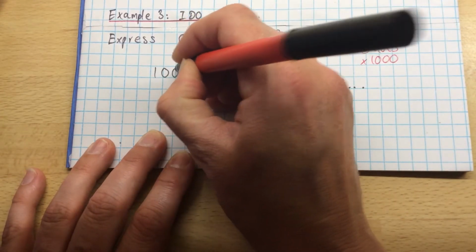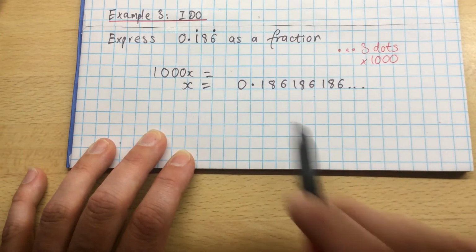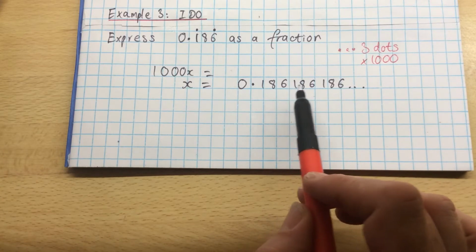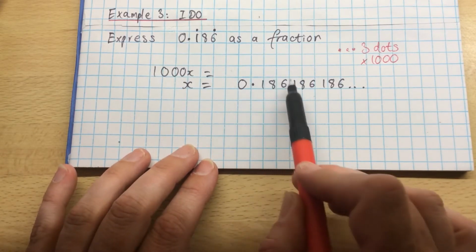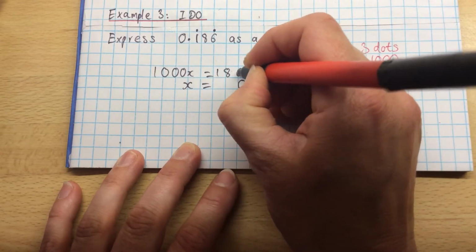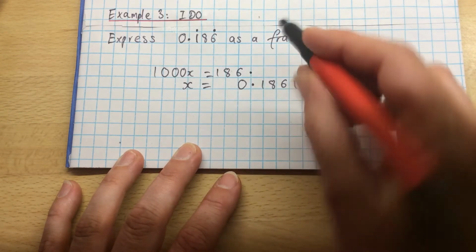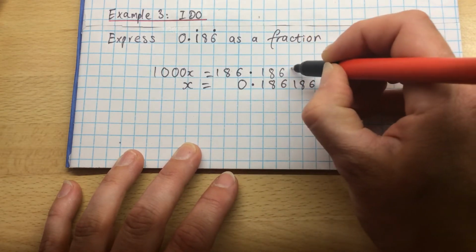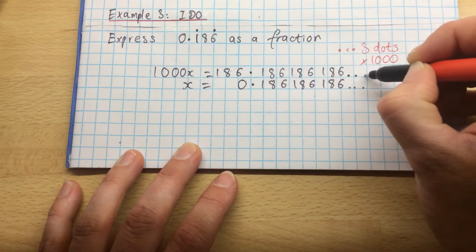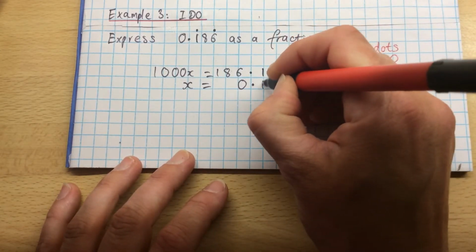I'm going to write it above because we're going to be subtracting it in a second. If I multiply this by 1,000, it's going to move 3 places to the left. So a whole 186 is going to move to the left over here. 186 will move, and obviously all the other 186s will move as well, and they will appear like this. Again, perfectly lined up, and that is deliberate so that when we subtract, we'll get a nice whole number to make our fraction.